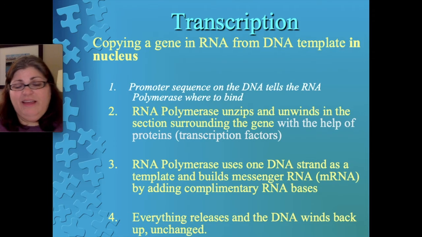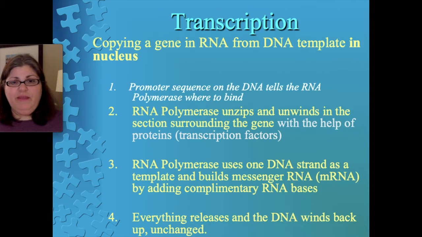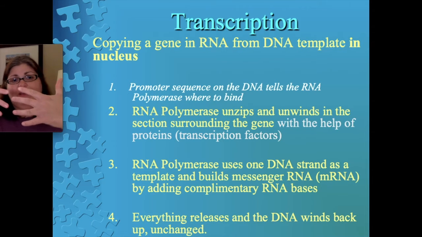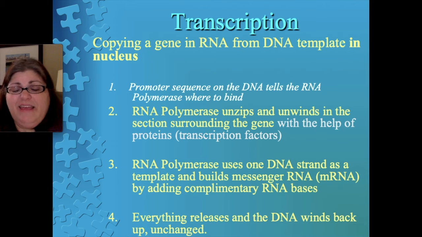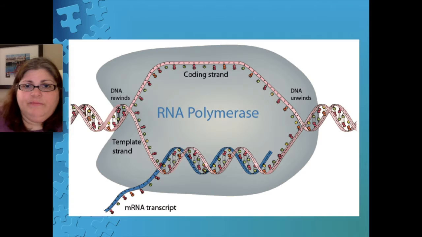At the end, it's going to get to the end of the gene. It's going to be signaled, hey, the gene's done, everything's copied. And once everything releases, the DNA winds back up. The hydrogen bonds kind of snap back together. As soon as RNA passes, those hydrogen bonds are attracted to one another, and they just seal back up between the two bases, and DNA is completely the same as it was before.